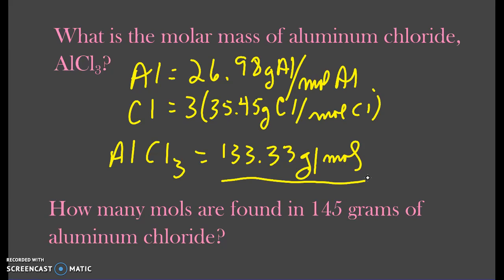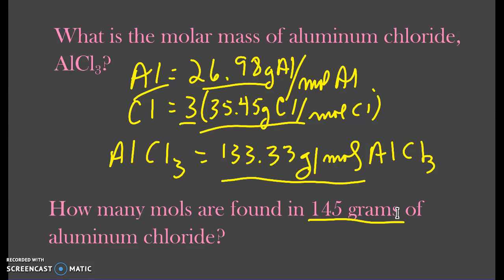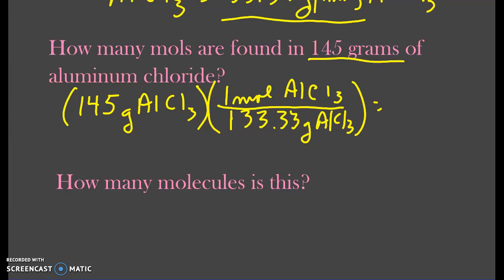133.33 grams per mole of aluminum chloride. Because we have one aluminum, 26.98 grams. Chlorine, there are three, so 3 times 35.45. Add those two together, we get 133.33 grams per mole of aluminum chloride. Let's move on to our 145 grams of the aluminum chloride and find out how many moles there are in that one. Here's our setup. Grams cancel, and we got 1.09 moles of aluminum chloride.